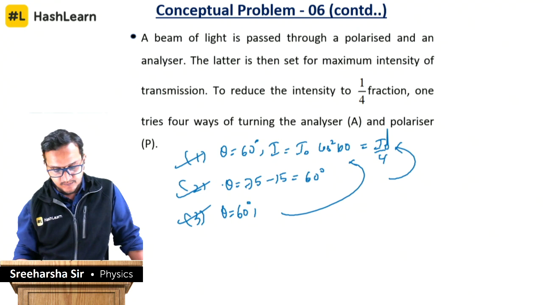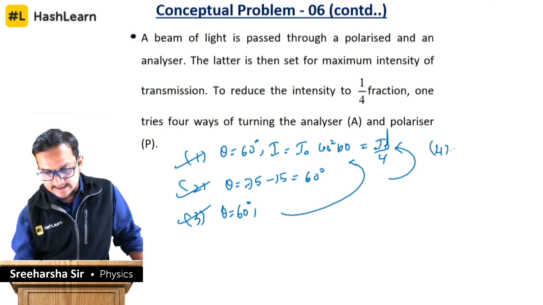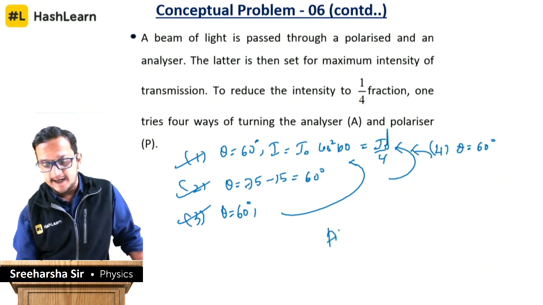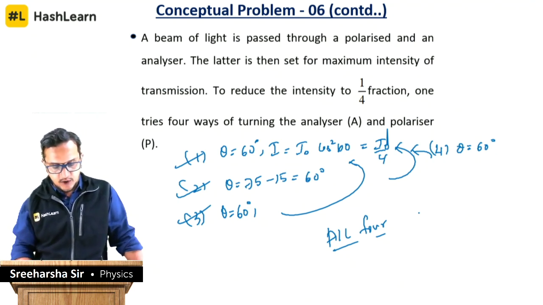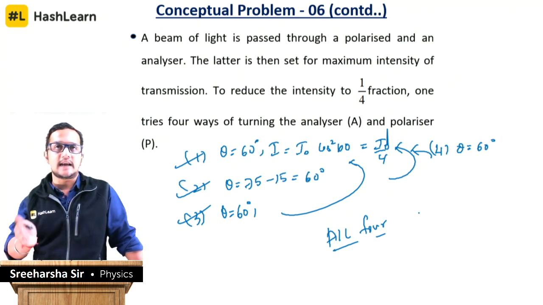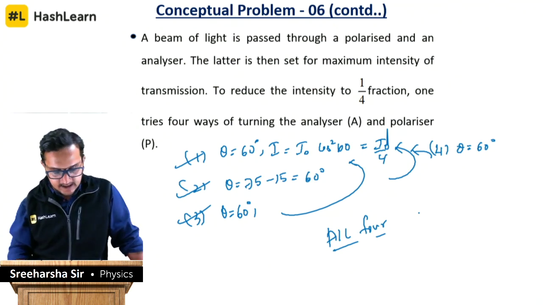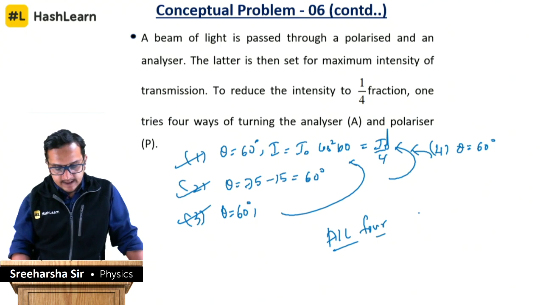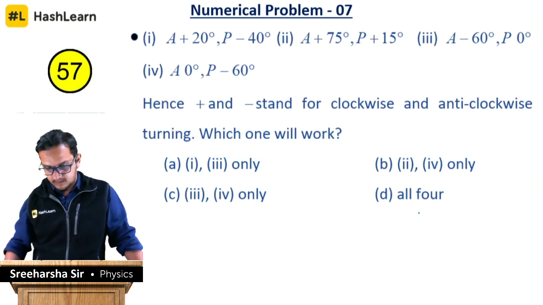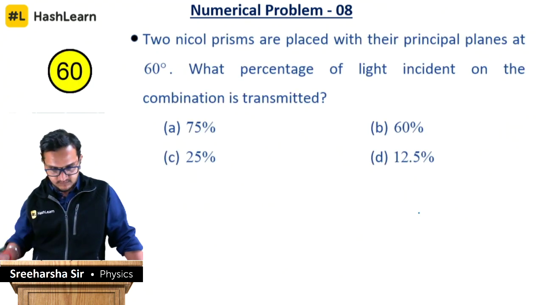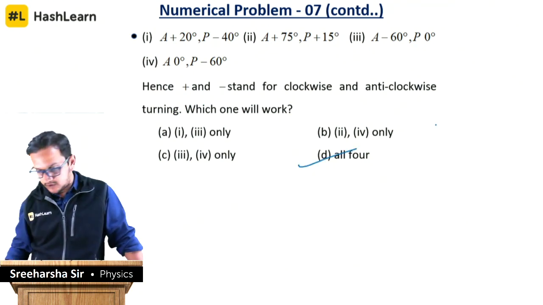Even this is possible. In the fourth case, again theta is equal to 60 degrees. So it will come back to the first case. So in all the four cases, it is possible to get the intensity as 1/4 of the original intensity. The next problem is on the screen. Right, so this was the continuation of the previous slide. So the answer is all four.